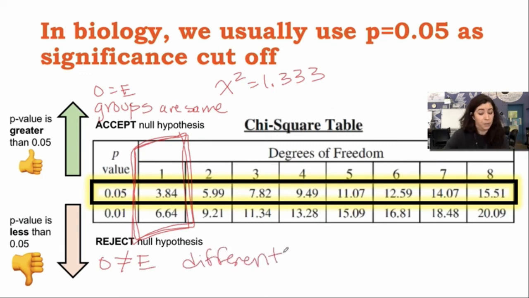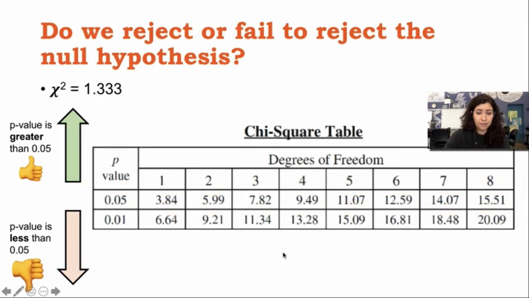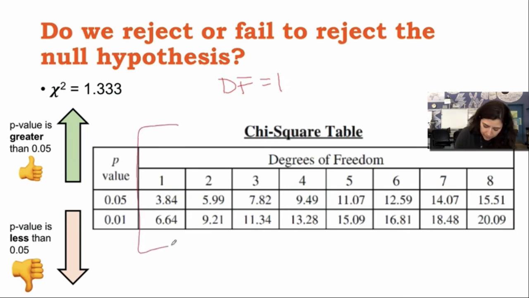Okay, let's go through that one more time. So in our experiment, our chi-squared value was 1.33. Remember we had our degrees of freedom. We just had 1 degree of freedom because we had 2 groups, 2 minus 1 is 1. We're going to look here in this column and ask where would 1.33 fall here? So 1.33 would be somewhere up here, right?